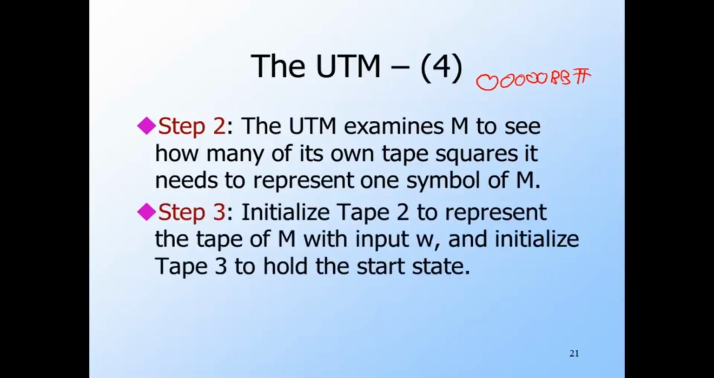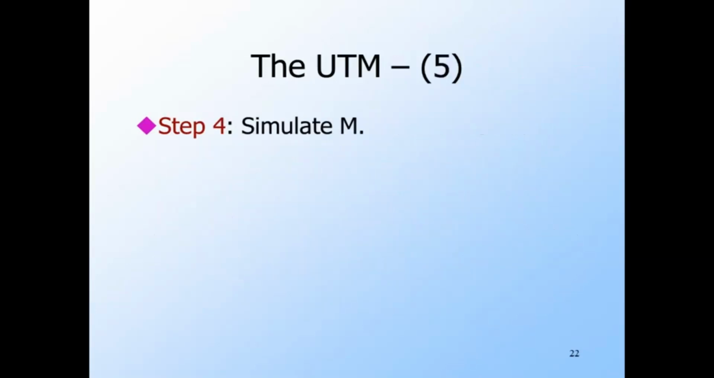Now initialize tape 2 to represent the input W. Remember, zeros are x1 and ones are x2. The blanks on the second tape of the universal machine all represent x3, the blank of M, but we won't initialize those squares until we need to. Finally, we initialize tape 3 to hold the start state. That state is always Q1, so it is represented by a single 0. Now we're ready to simulate M.